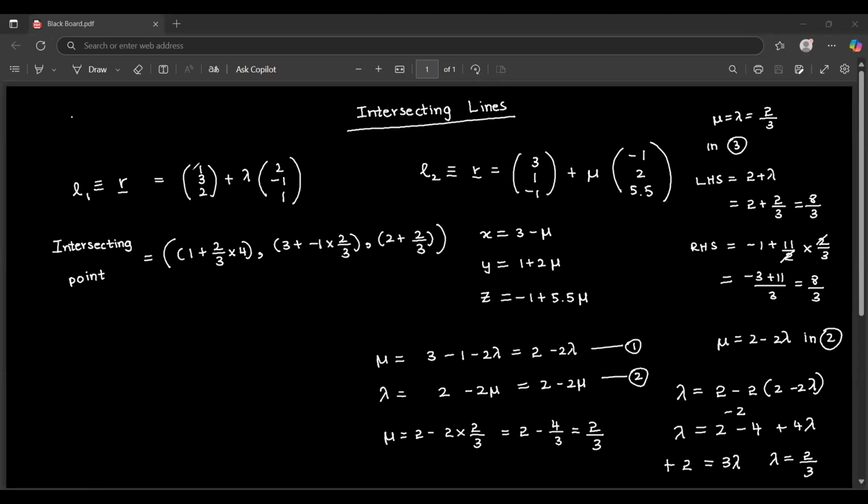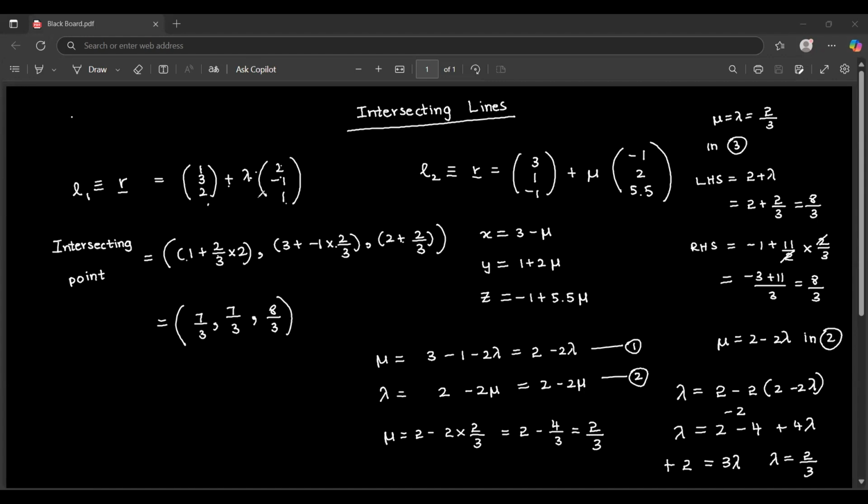How did I come up with that? Well, this is 1 plus 2 lambda, so 1 plus, why did I then put 4? It's 2. Yeah, it's 2. 3 plus, similarly 3 plus minus 1 into 2 over 3, 2 plus 1 into 2 over 3. So that is equal to 7 over 3, comma 7 over 3, comma 8 over 3. That's all. Very simple. So this is the intersecting point.